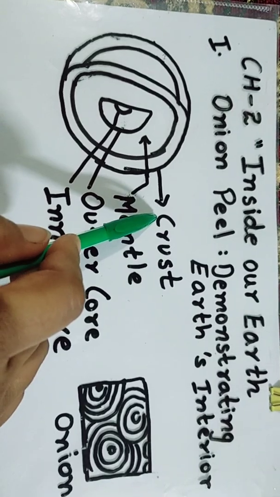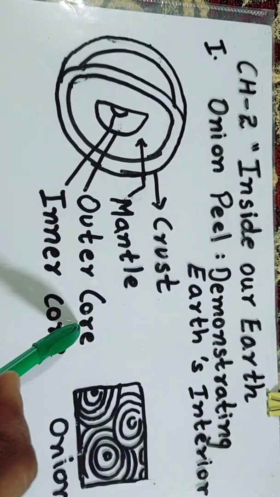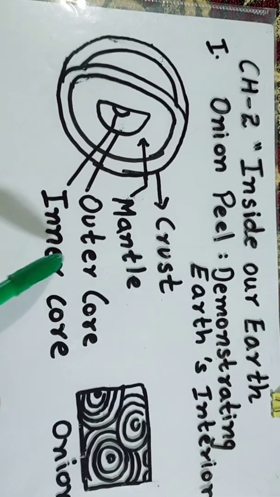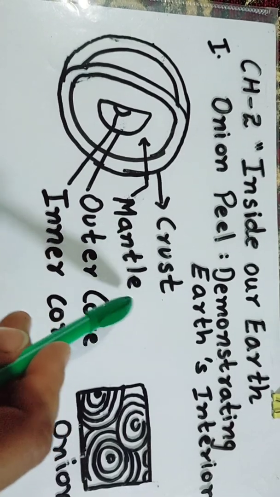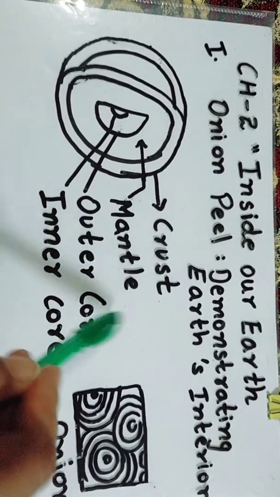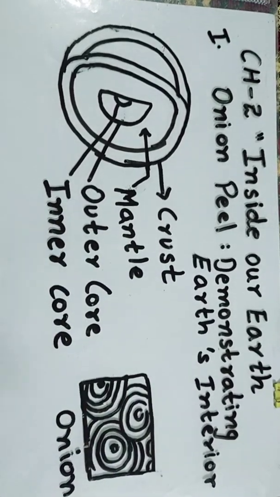Mainly there are three layers of the earth: crust, mantle and core. And the core is further divided into two parts, outer and inner core. Now we will discuss all these layers one by one. We will do comparative analysis. Let's start with the crust.